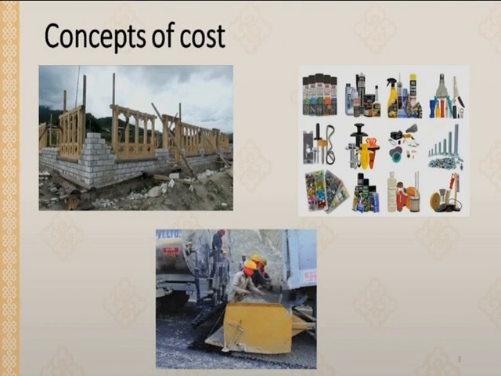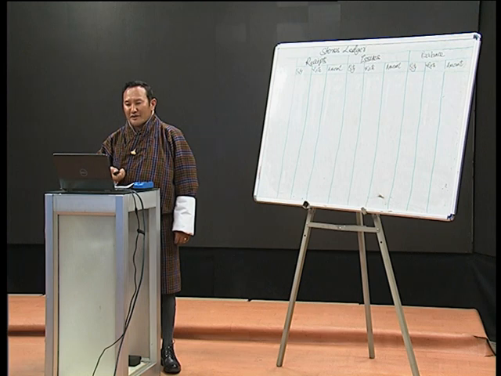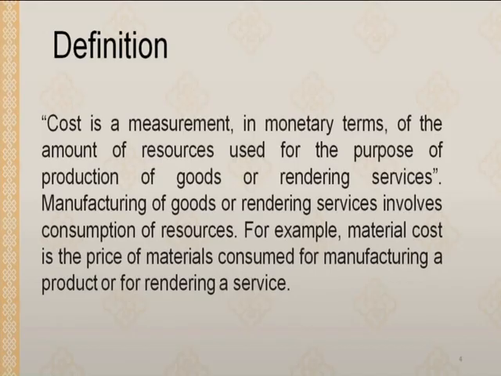In the first case we can see the material cost, and we can also see the labor cost. At the same time we have the consumables, which we also call other expenses. Anyway, I have also given the definition here, so I'll take you through the definition first.